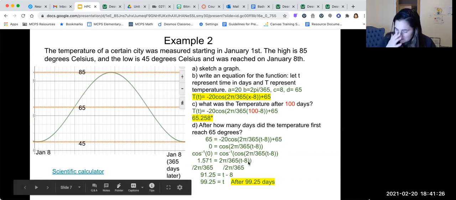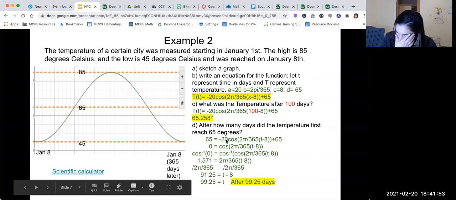The rest of it is solving that you've seen before. Divide both sides of the equation by 2 pi over 365. I'll get 91.25 equals T minus 8. And then if I add 8 to both sides, I'll get that T is 99.25. So after about 99.25 days, that is when the temperature first reaches 65 degrees.